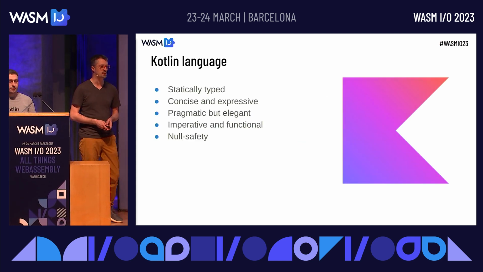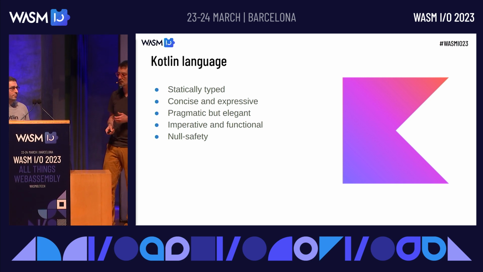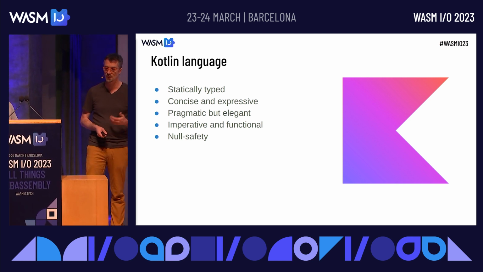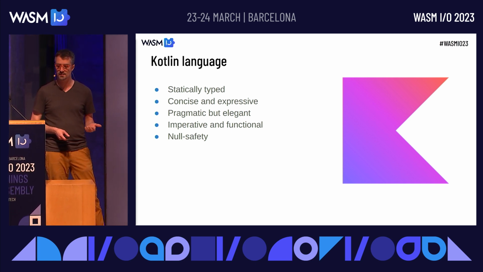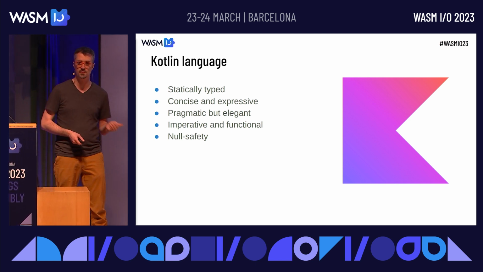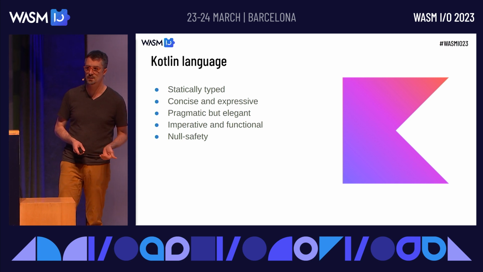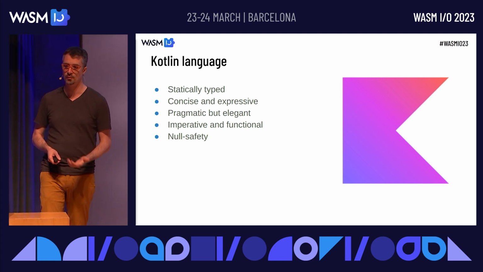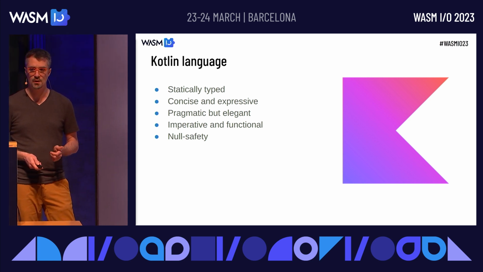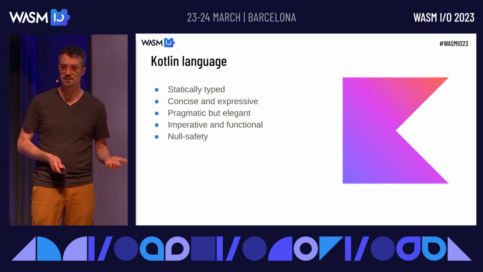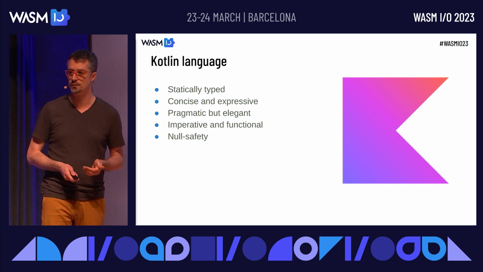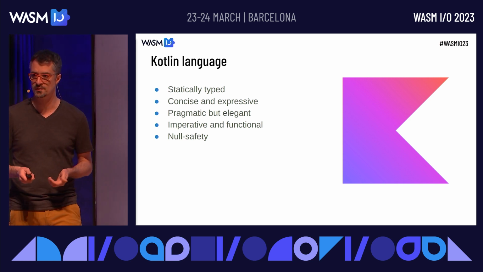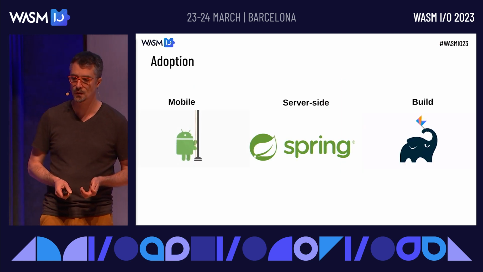So first, a quick presentation of what Kotlin is. Kotlin is a modern statically typed, garbage-collected language. It manages to be both concise and expressive, pragmatic but elegant. And in my opinion, it found the right trade-off between imperative and functional programming. It manages to turn the billion-dollar mistake, null references, into a pretty useful feature of null safety check at build time to detect the presence or not of a value.